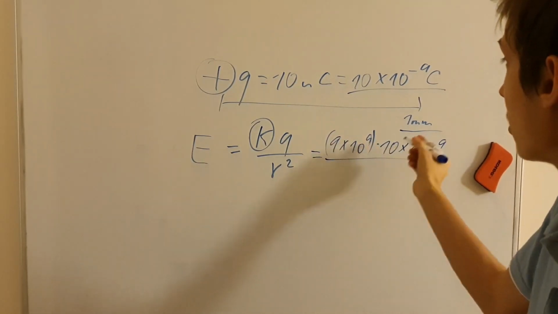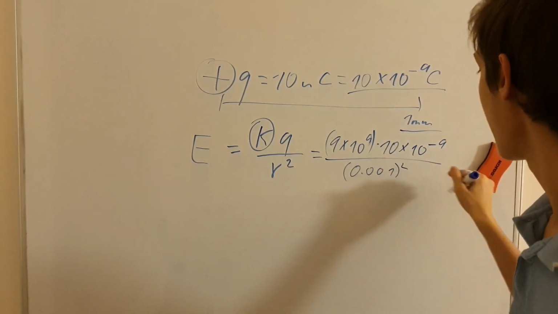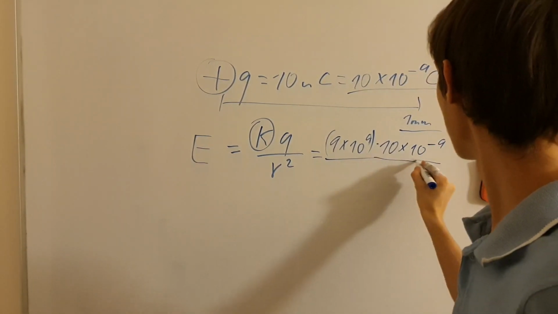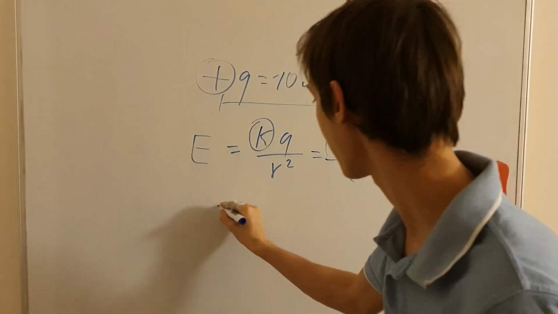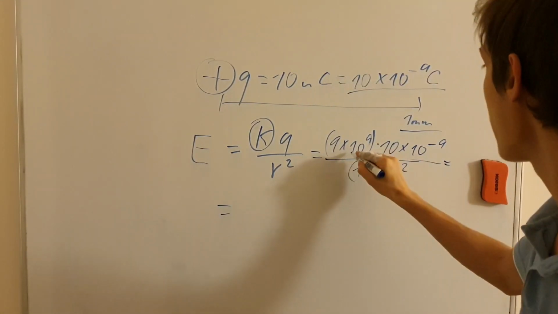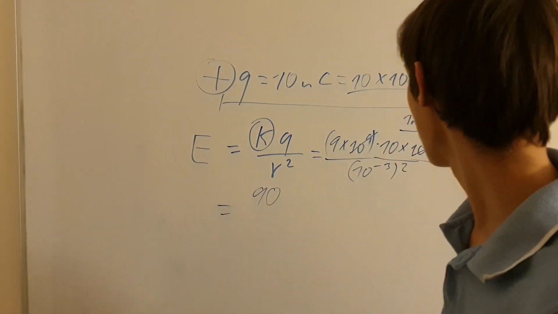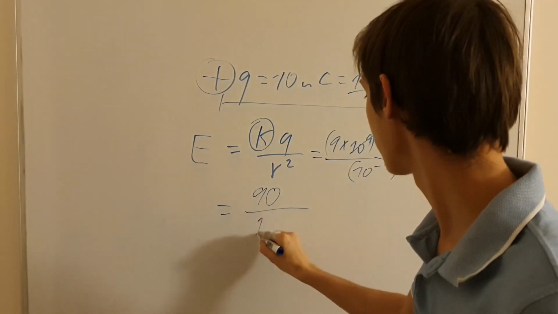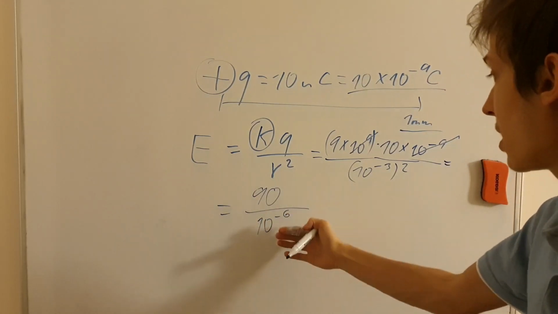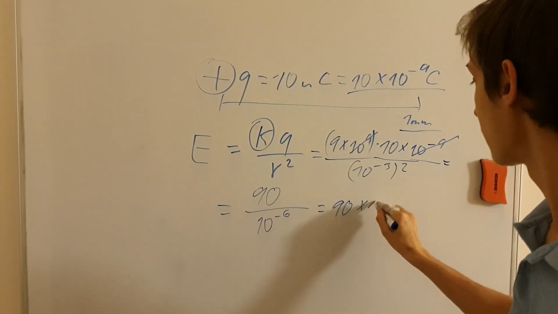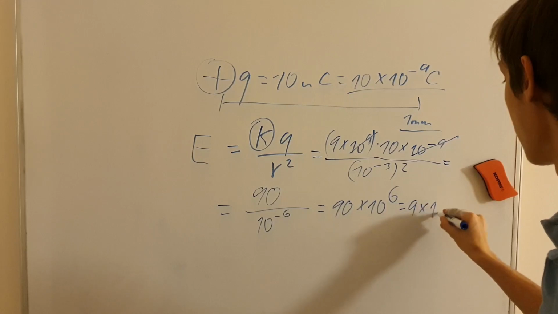And then r squared in the denominator means this 1 millimeter squared. So 0.001 squared, and that also means 10 to the minus 3 squared. So I can further rewrite this to get the final result, which will be, by the way, these two things cancel out together. This is 9 times 10, this is 90. And then I will divide by this, which is 10 to the minus 6 together. These exponents multiply, but the 10 to the minus 6 in the denominator goes up. So 90 times 10 to the 6, which equals basically 9 times 10 to the 7.